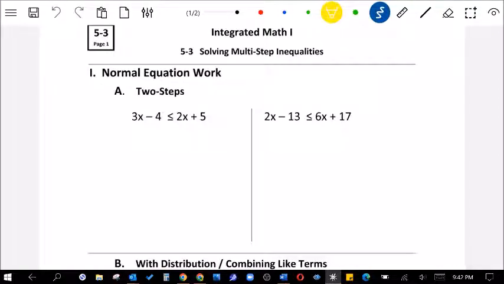Welcome. Let's look at inequalities that will require multiple steps. And then we're also going to look at a couple of variations of these too.